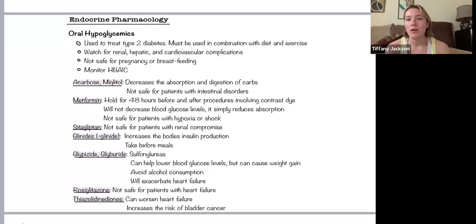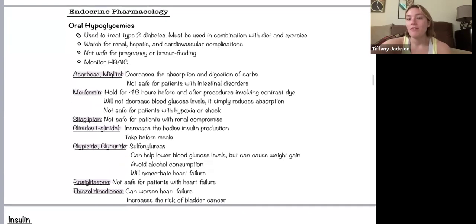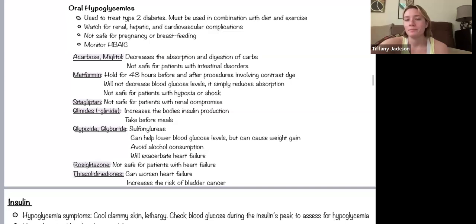Up next, we have our glinides. They end in glinide. These help stimulate insulin production by the body, and these should be taken before meals. Up next, we have our sulfonylureas, glipizide and glyburide. Not safe for patients with heart failure. If a patient has an allergy to a sulfa antibiotic, these are similar, so they will have an allergy to these as well. And I think those are the main ones we're going to talk about.